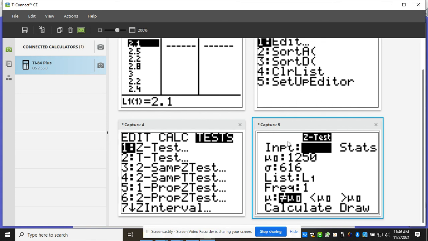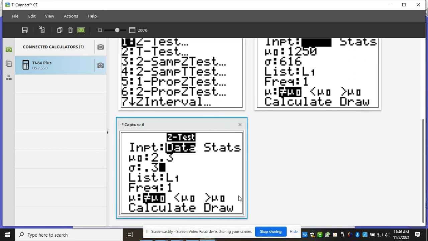What is the claimed null hypothesis for this problem? 2.3, what is the standard deviation? 0.3, my numbers are in my list 1. We leave frequency as 1. And here I choose what my alternative was. So my alternative was not equal to. So I did data. This is my claimed null hypothesis. This is my given standard deviation. All my numbers are in list 1. And I'm doing not equal to.